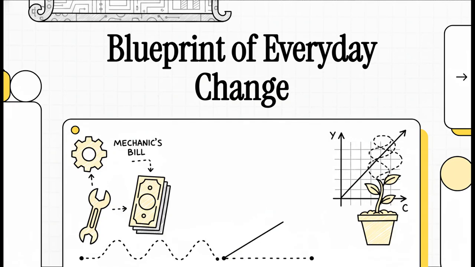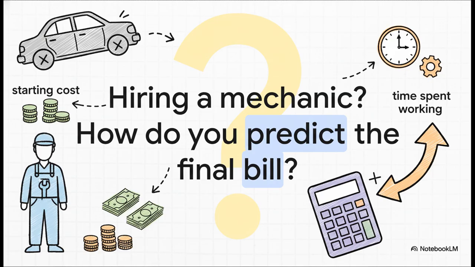Have you ever stopped to think that maybe, just maybe, there's a hidden blueprint to a lot of things in our daily lives? From your phone bill to a mechanic's quote? Well, there is. And today, we're going to pull back the curtain and take a look at the simple, powerful math behind it.